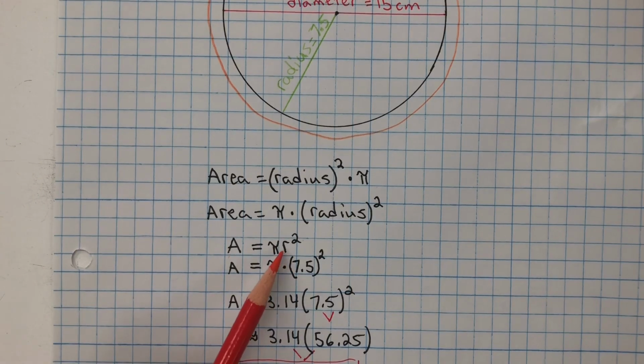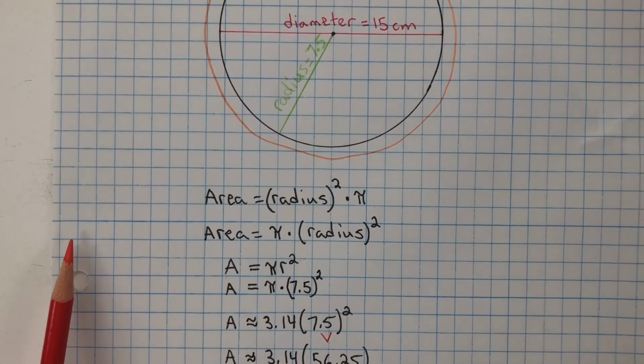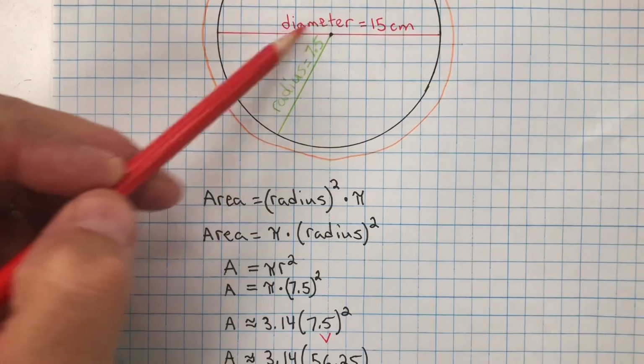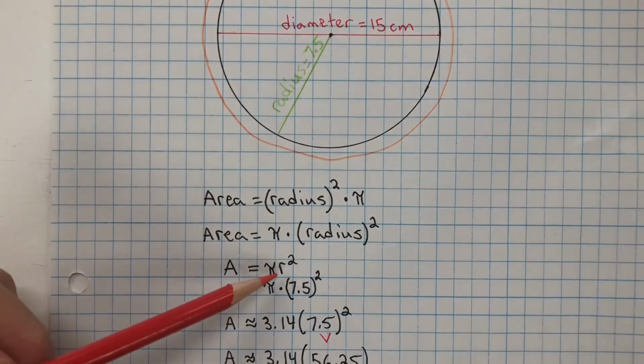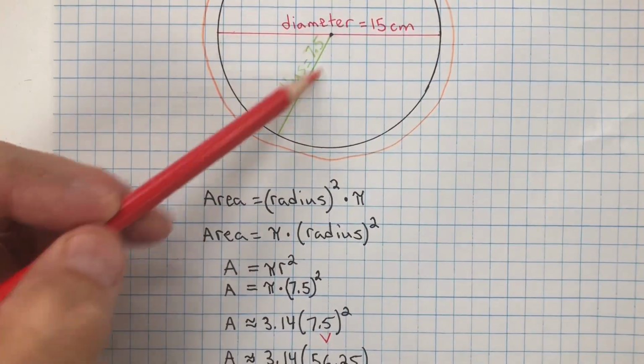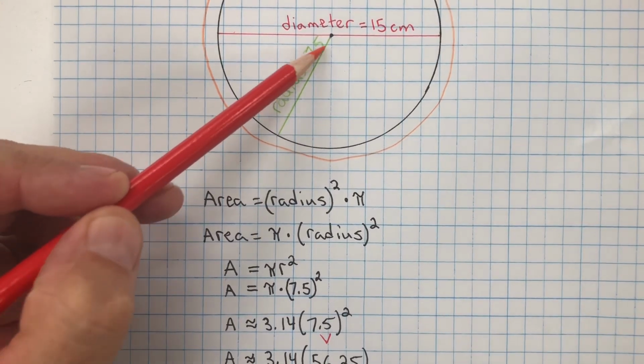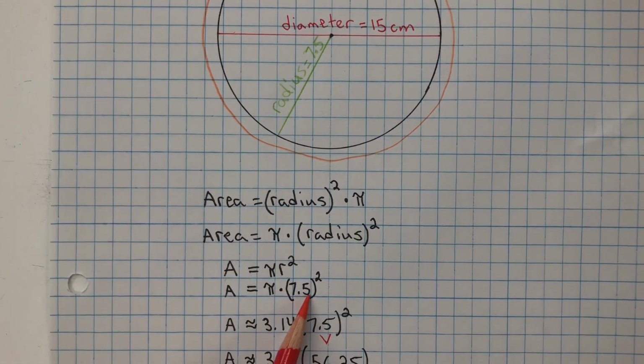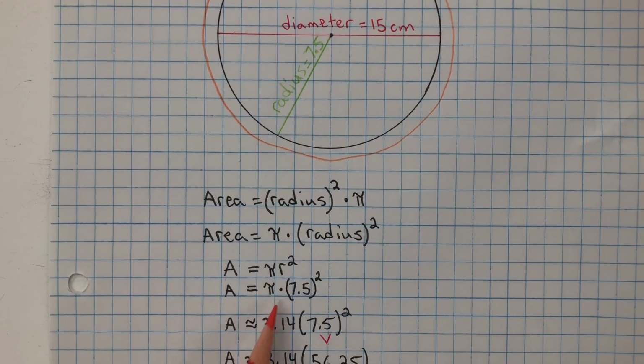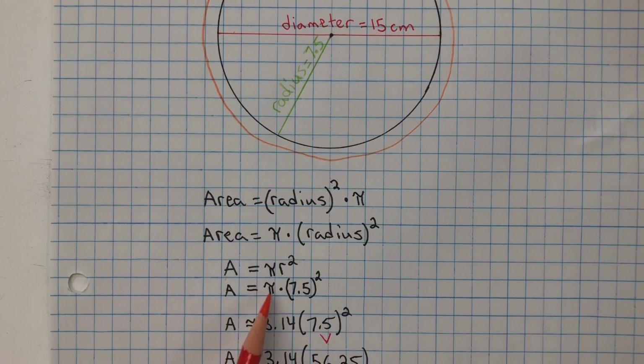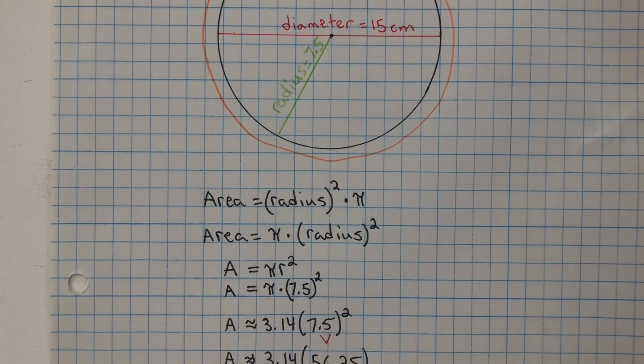So we know that the diameter is 15. Well, if the diameter is 15, we need to find the radius. Half of 15 is 7.5. So I plugged in 7.5. And now I go ahead and solve the equation. And I'm going to approximate pi as 3.14. And 7.5 squared is 56 and 25/100ths.